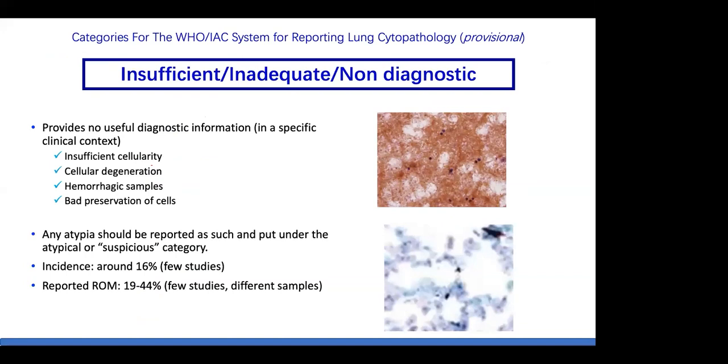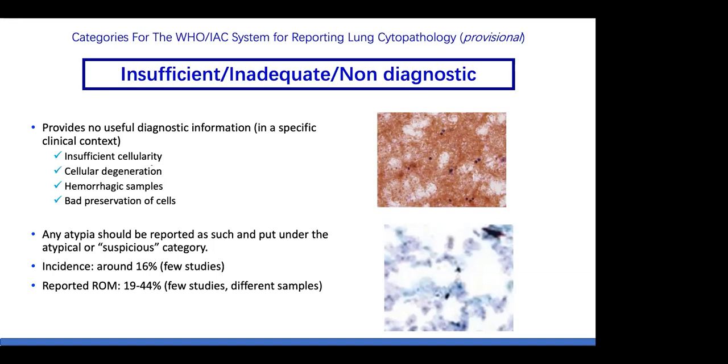Let's go to the categories. The first category is insufficient, inadequate, non-diagnostic. This is the category that provides no useful diagnostic information in a specific clinical context. Why? Because the cellularity is insufficient, or because there are artifacts, hemorrhage, bad preservation of the cells. As in other reporting systems, any atypia should be reported as such and put under the atypical or suspicious category.